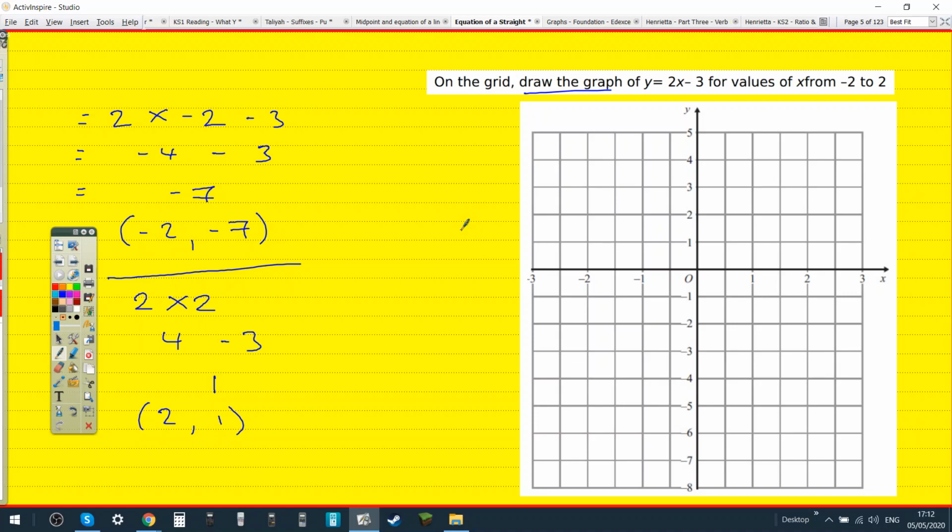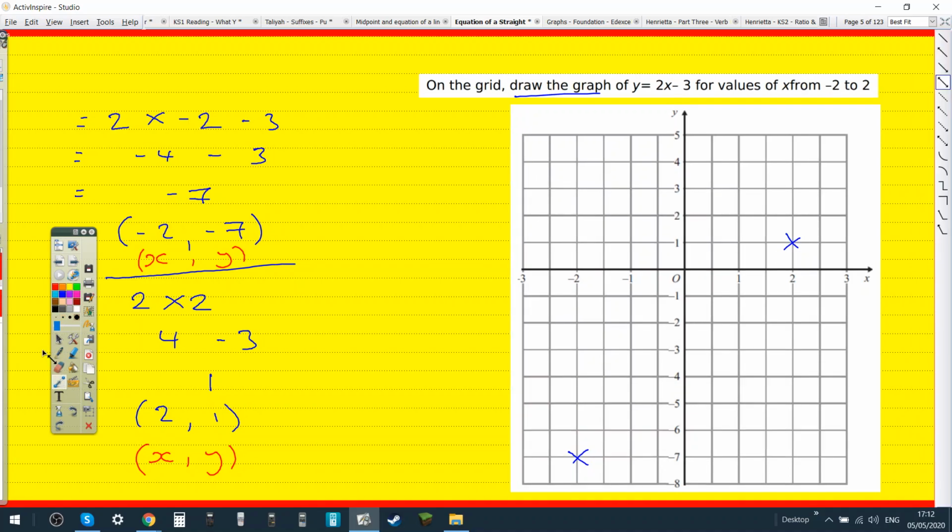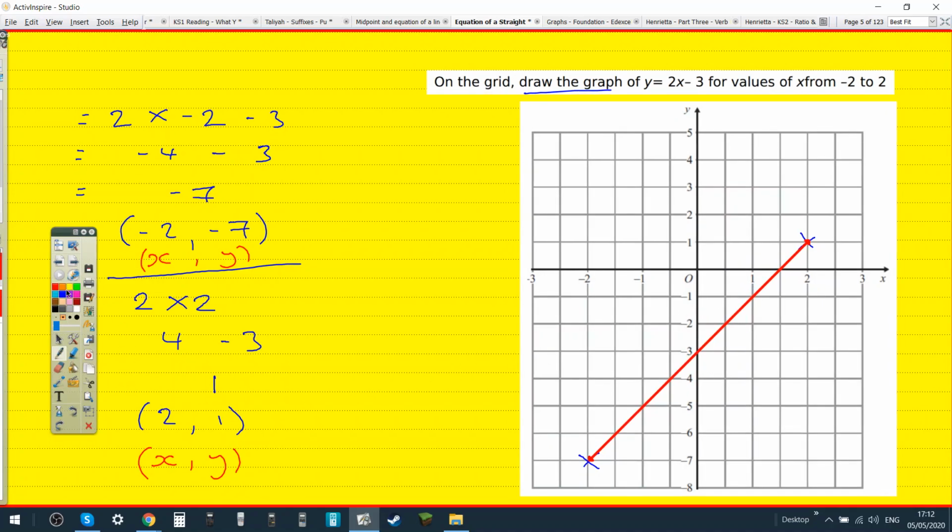This on the y is minus 7 and on the x is minus 2. Yeah, minus 2, minus 7. And the other one? On the x is minus 2, and the y is minus 1. They're not minus, they're plus. Oh, it's 2, 1. And the last thing, you have to connect the dots. Yeah, we join those up, and there we go. Great. Any questions about that?